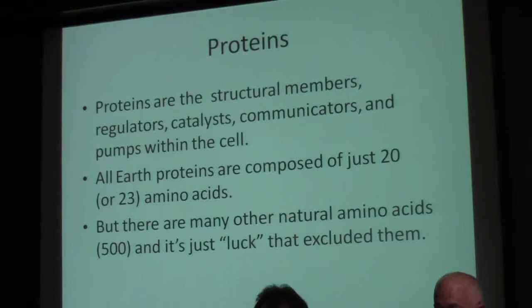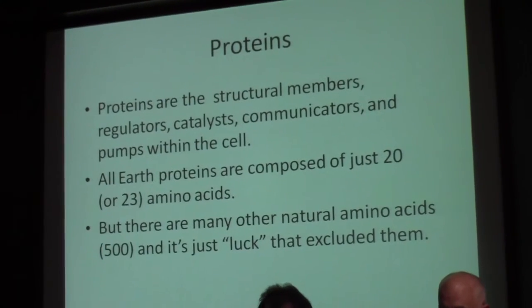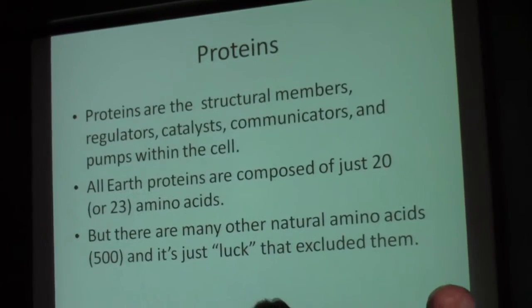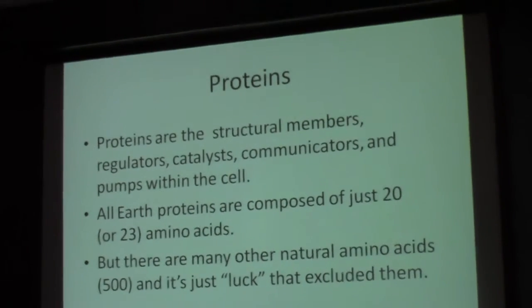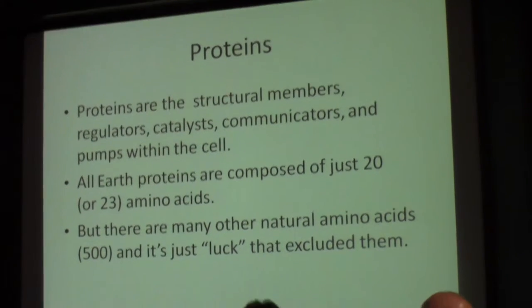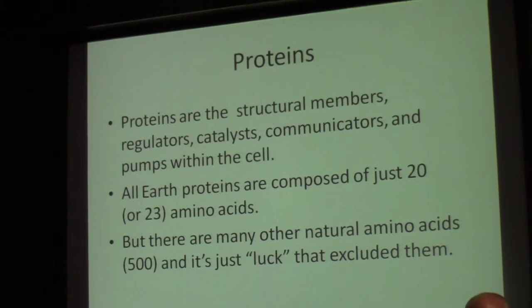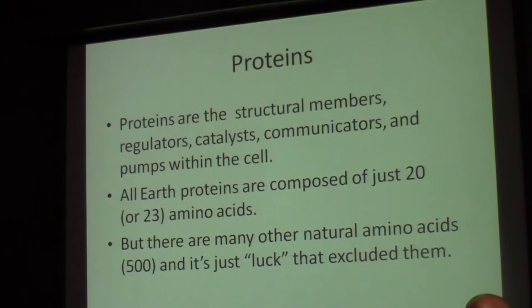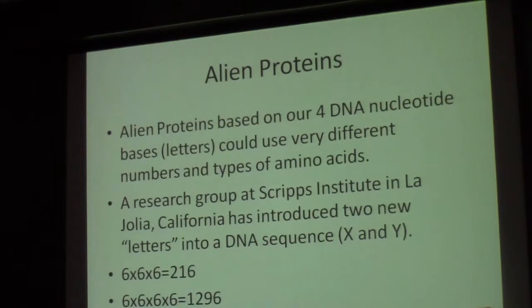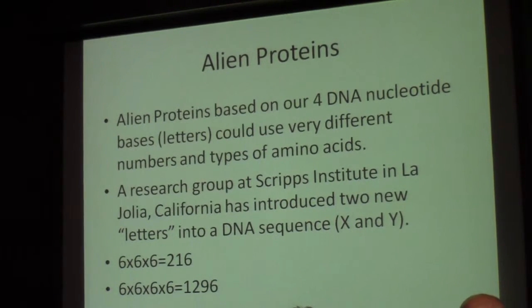Next. Proteins are the structural elements, regulators, catalysts, whatever the cell does, it's done with proteins. All Earth proteins are composed of those 20 amino acids. There's a few others that somehow get in there. I think they're associated with the mitochondria. But there's 500 amino acids out there, and the question is whether it's just luck that we picked those particular 20 or 23. To me, it looks like it is. Okay, next. Now imagine life that evolved on an alien world.